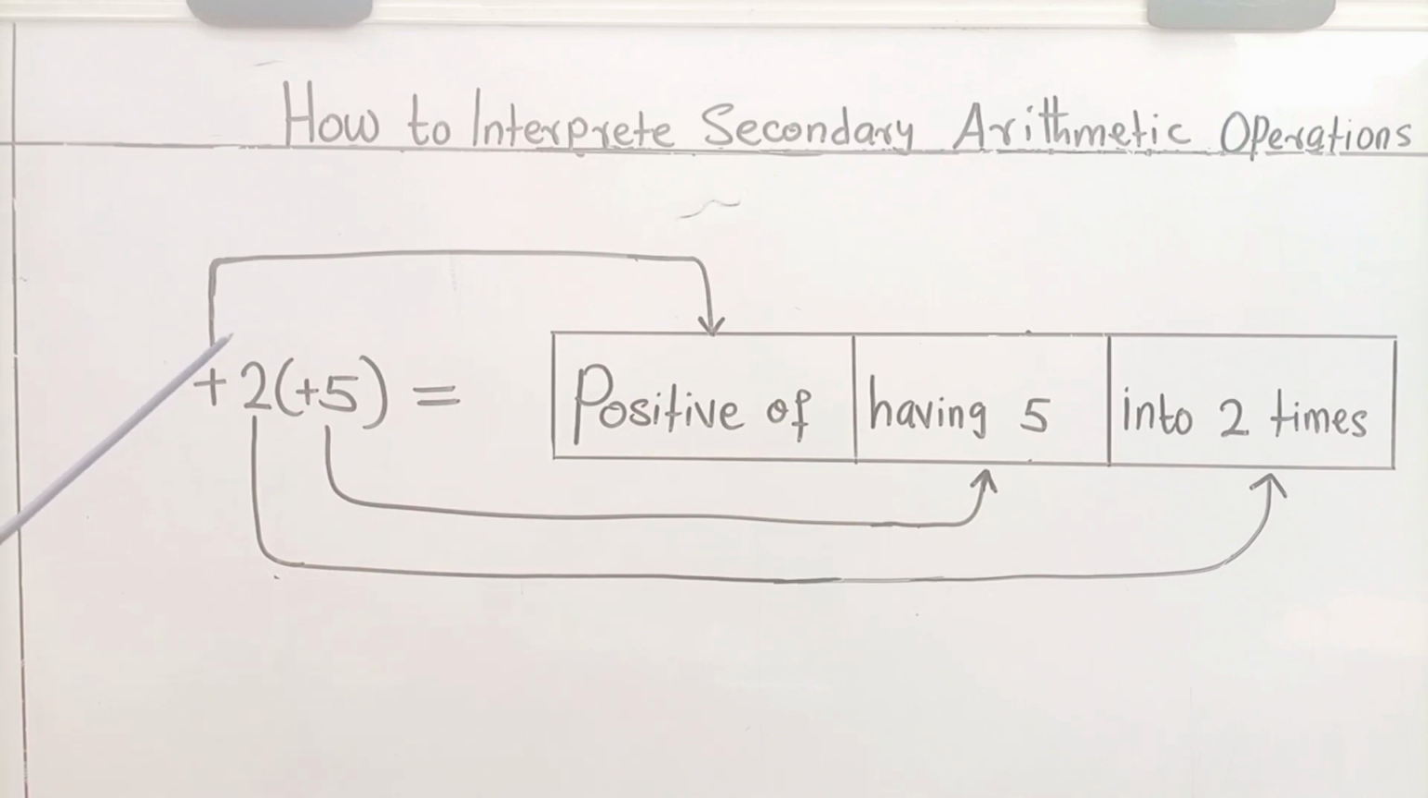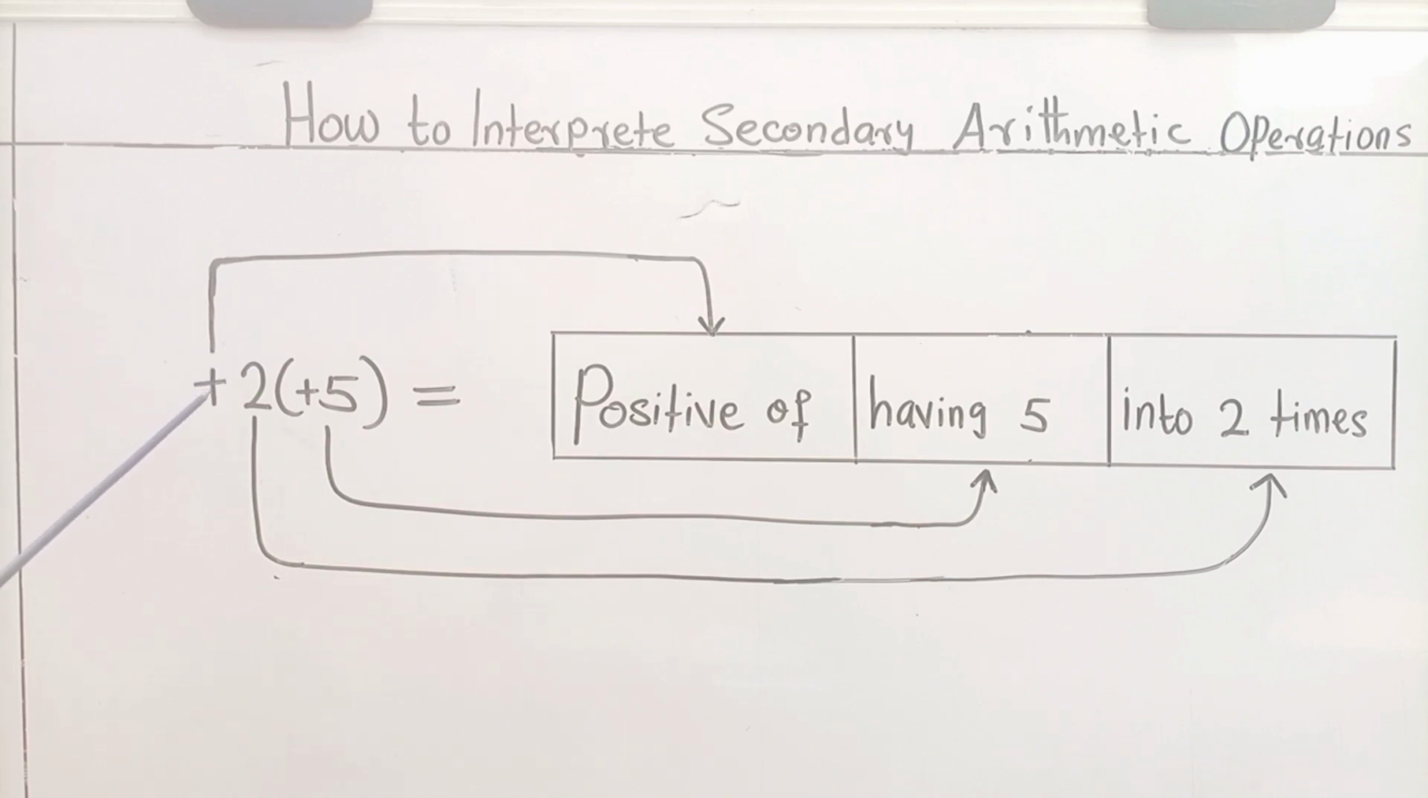Take for instance, this operation plus 2 bracket plus 5 is interpreted with these words in the box. Notice how those words are divided into sections. You can see positive of, having 5, into 2 times. Positive of is inside one box. Having 5 is inside its own box. Into 2 times is inside its own box. Before now, we did not divide our words of interpretation into sections like this. It is this division that makes this section important and peculiar, and that is because we need it for future applications. So let us take advantage of what we have before us to learn how to interpret secondary arithmetic operations, especially multiplication.